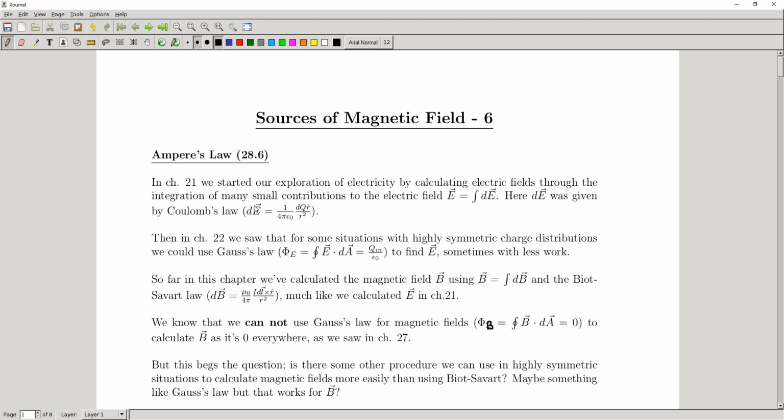But then in chapter 22, we saw that for some situations where we have really symmetric charge distributions, like a charged sphere, where depending on how we rotate this thing it looks the same, we have these nice symmetries that allow us to make simplifications. And we saw that in those situations we can apply Gauss's law, which dealt with electric flux initially, but then we built it up into Gauss's full law here.